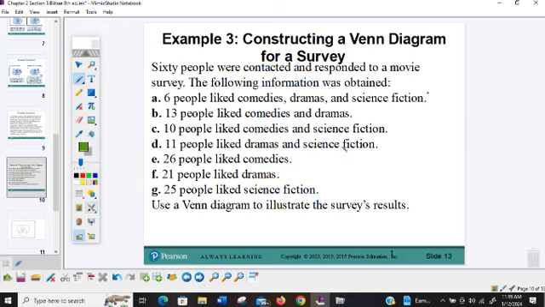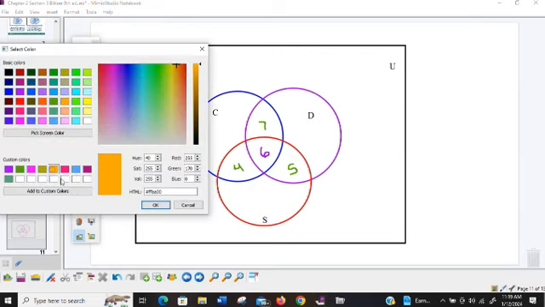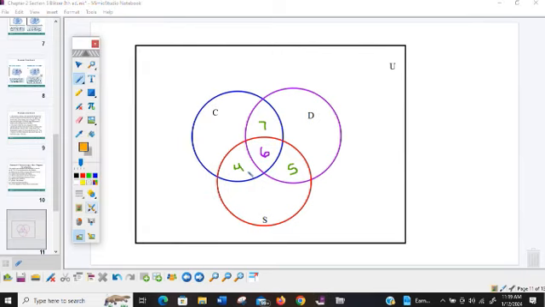11 people like dramas and science fiction. Here's dramas, here's science fiction. This needs to add to 11. We have 6, so we need 5 more. Let's get a different color again. We're working our way out. We did the all 3, and then we did the doubles.